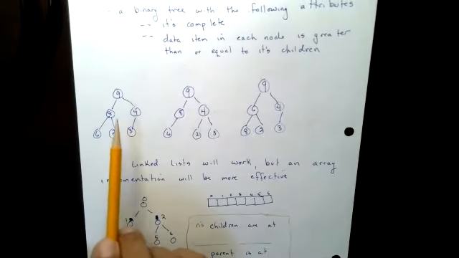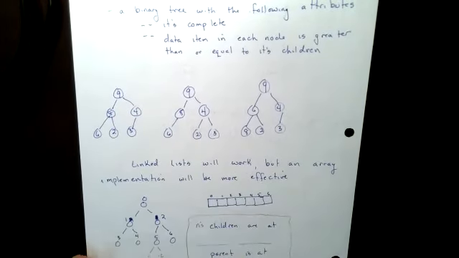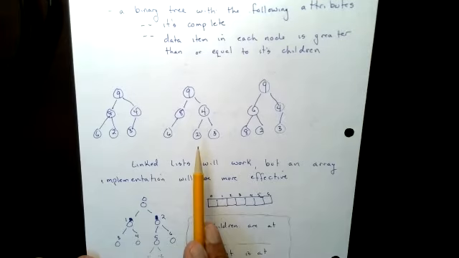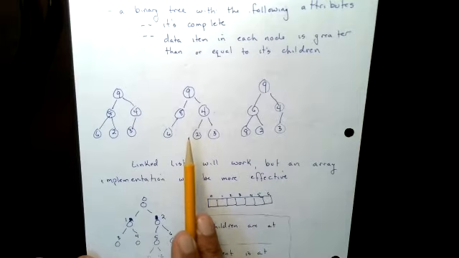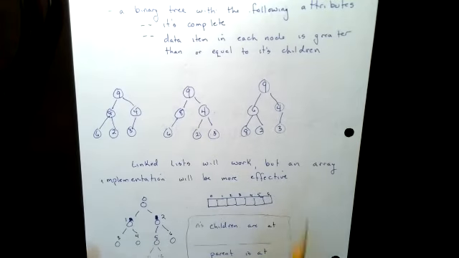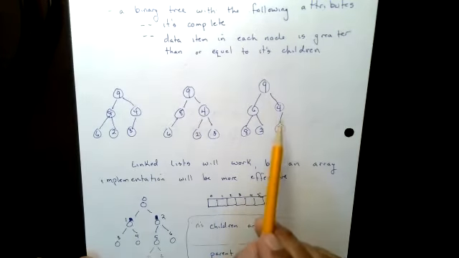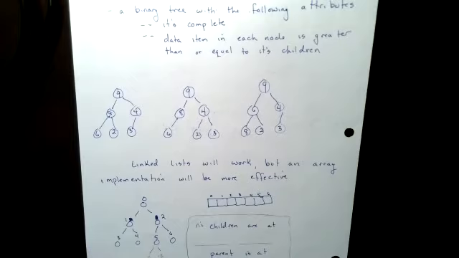Every node here, is the data in the node greater than or equal to its child? Yes, so this is a heap. Is the data here greater than or equal to all of its children? Yes, but it wasn't complete, so it's not a heap. Is every parent greater than its child? No, because the 8 and the 6 are messed up.